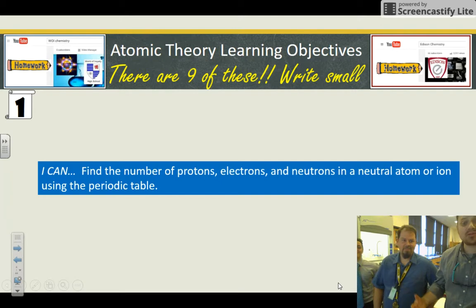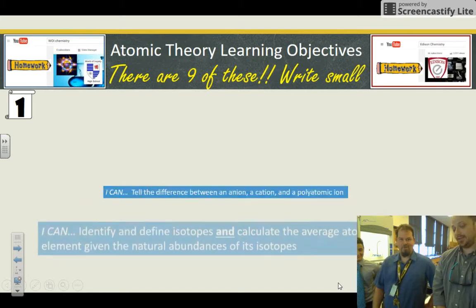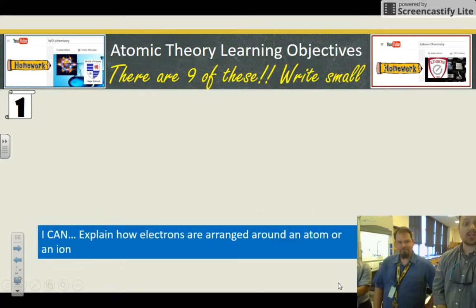I can find protons, neutrons, and electrons in a neutral atom or ion using a periodic table. This is not the periodic table unit, but you're going to start using it to identify the quantity of these subatomic particles. I can tell the difference between an anion, a cation, and a polyatomic ion. I can identify and define isotopes and calculate the average atomic mass of an element. There are three I words, so you've got to get the I word straight: isotopes.